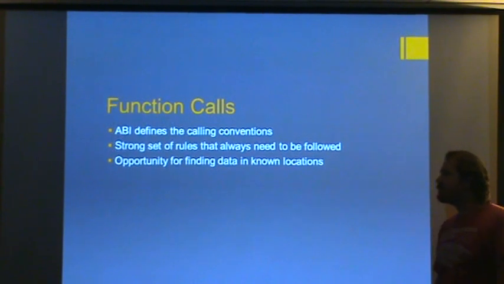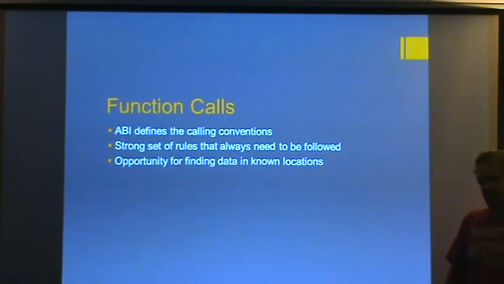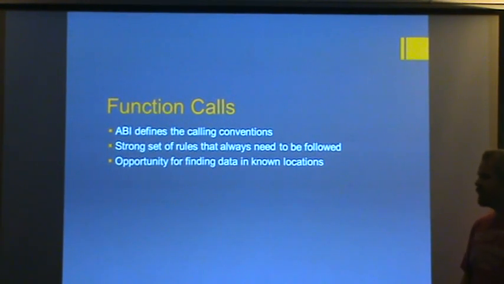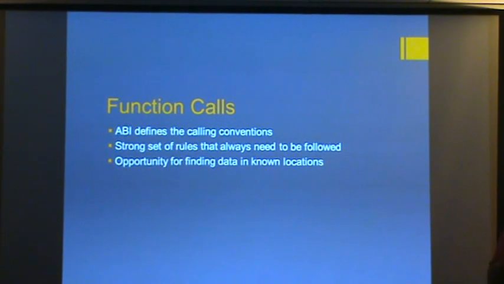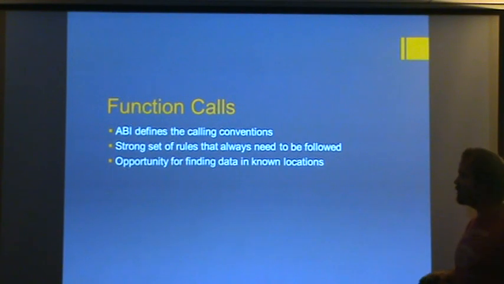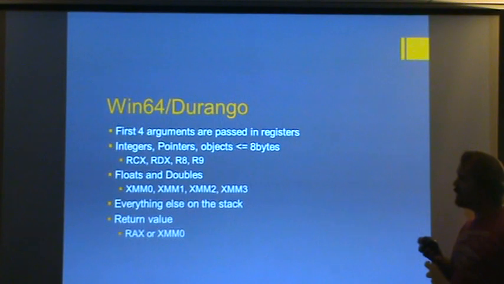So, function calls. The ABI, the application binary interface, defines the calling conventions, and these are very strictly enforced. Every function you call has to follow a set of rules as to how variables are passed in and how data gets sent back. And this is obeyed everywhere, regardless of whether you're dealing with optimized or unoptimized code, whether you're calling into a library or whatever. It all has to follow the same set of rules.